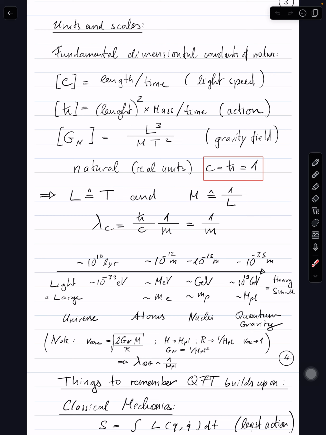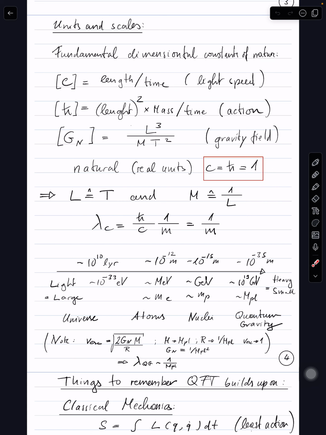In a similar way, for mass, once we set the units of length and time equal, we can use the fact that we want to set h bar to 1. Then we have L squared divided by time, which is just L, times mass is equal to 1, which means that mass is inversely proportional to length.